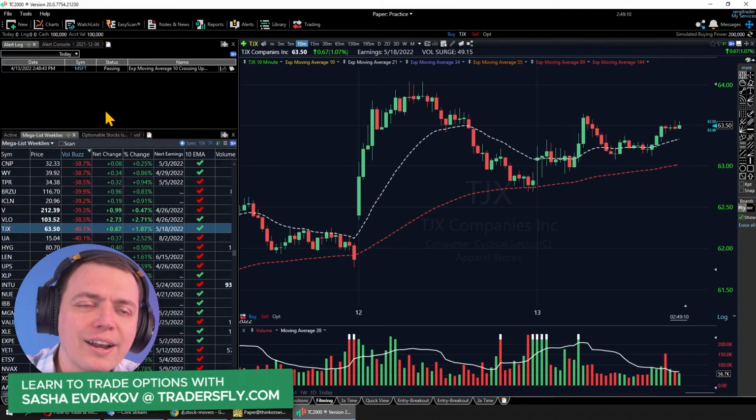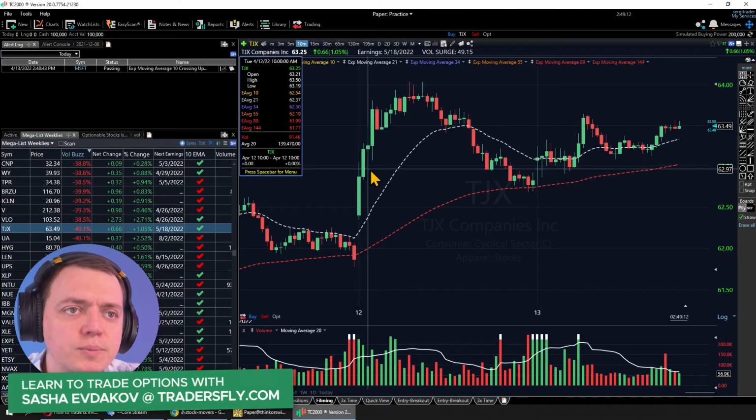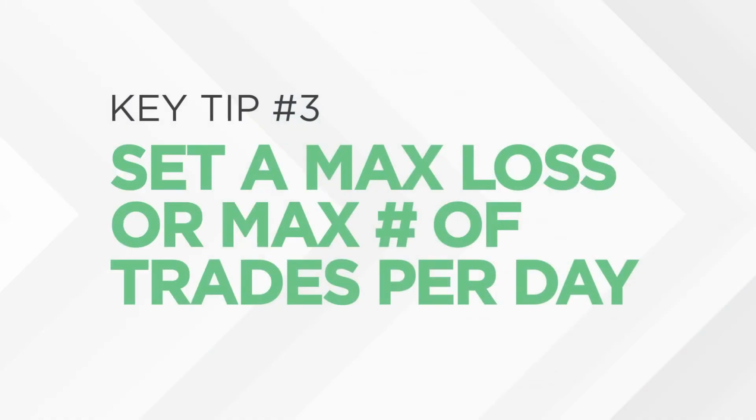So be a little bit more careful here when it comes to overtrading. Setting a max loss or a max number of trades per day can help avoid that problem.